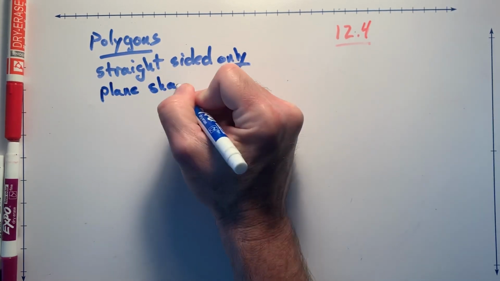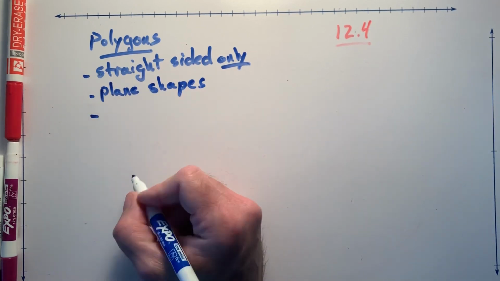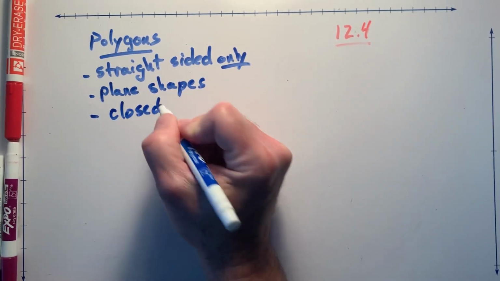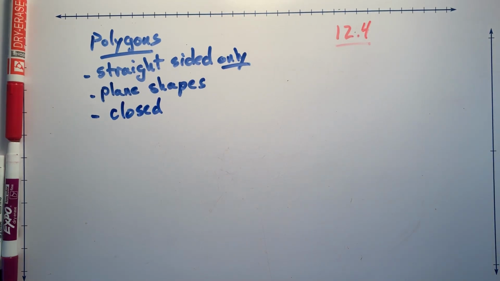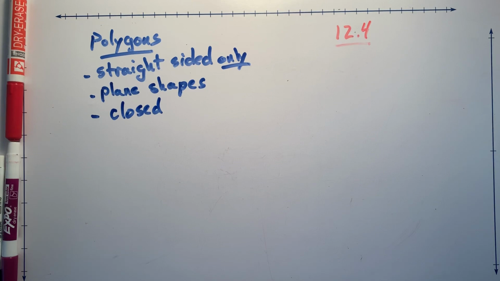So they must fit in 2 dimensions. Straight-sided plane shapes. And lastly, they must be closed. Open shapes are not polygons. So straight-sided plane shapes that are closed are polygons.